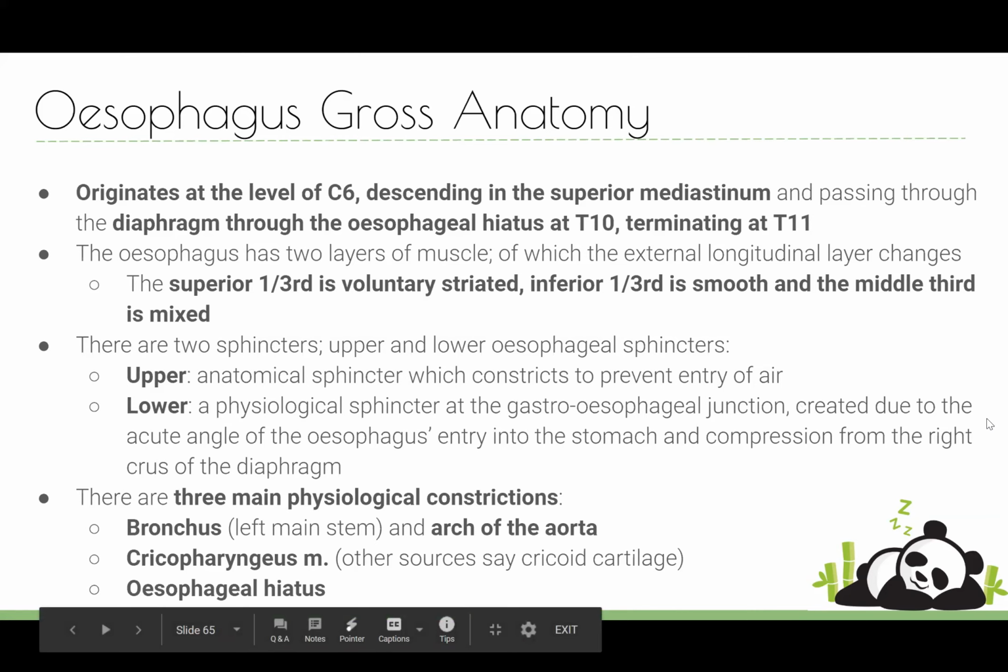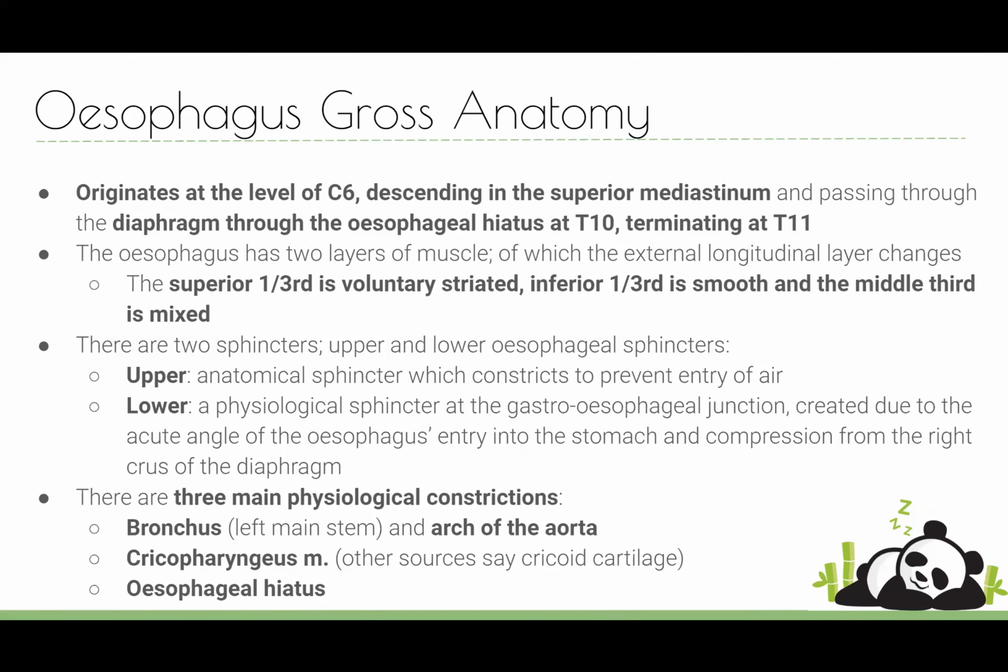This originates at the level of C6 and will descend through the superior mediastinum and goes through the esophageal hiatus at T10, because it has 10 letters, and terminates at T11. So there are 2 layers of muscle in the esophagus, and the important idea is that the superior third is voluntary muscle, and the inferior third is smooth muscle, and therefore not voluntary. And the middle third is a mix between. And it makes sense. If the top is striated and you can control it, and the bottom isn't, then the middle has to be some kind of hodgepodge of the two. That's an important fact.